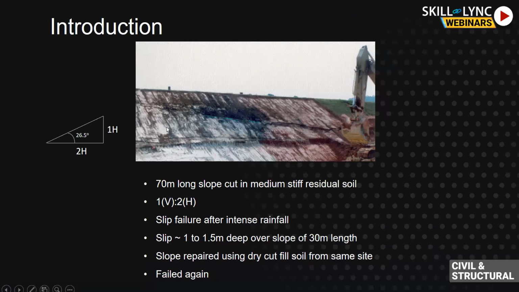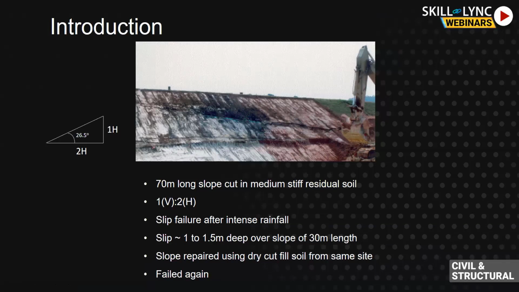For this particular project, the slope was longitudinally about 70 meters in length. The 70-meter slope has a gradient of 1 vertical to 2 horizontal. Sorry, there is a typo here. If you're looking at the cross section of the slope, if I cut a section here, this is how it will look. This is not 1H, it is 1V. So 1 vertical and 2 horizontal. With that, we get the angle of the slope to be about 26.5 degrees.